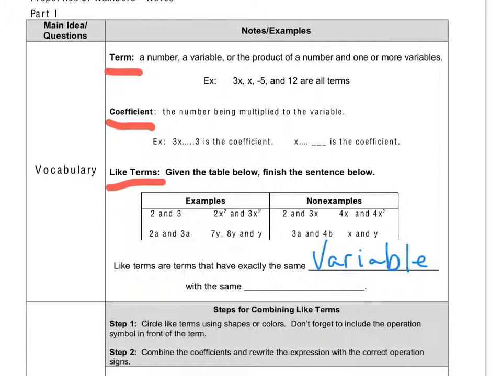And what that means is that to be a like term, you have to have the exact same variables. So for example, 2x squared and 3x squared, it's the same variable and the exact same exponent. Those are like terms. But if you look over here, you've got 4x and 4x squared. Same variable, variable of x, but the exponent is different. They're not like terms and you can't combine them.